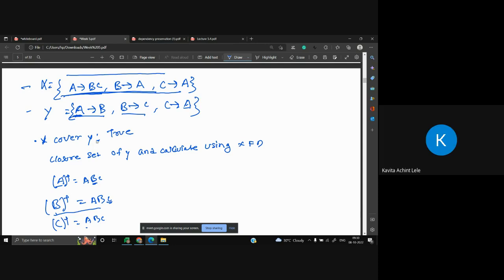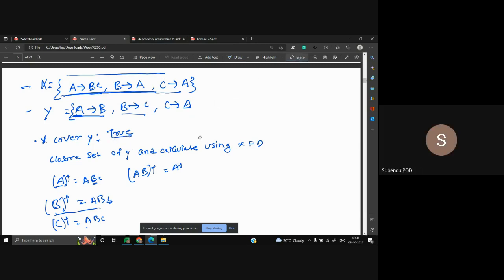Suppose Y also has AB determines C. Then what will happen? Suppose we want to find whether AB determines C. You have to find the AB closure with the help of this functional dependency. A determines BC, so we get ABC. So X covers Y is true.